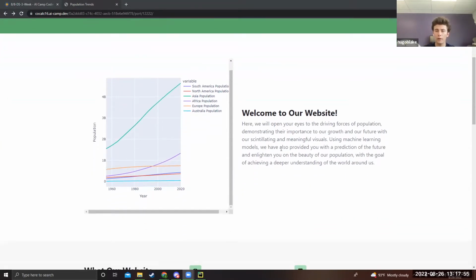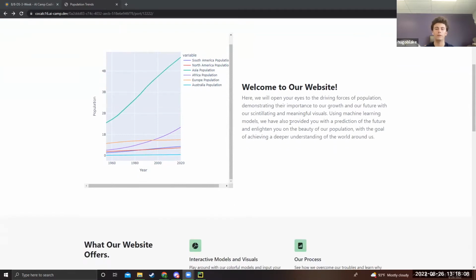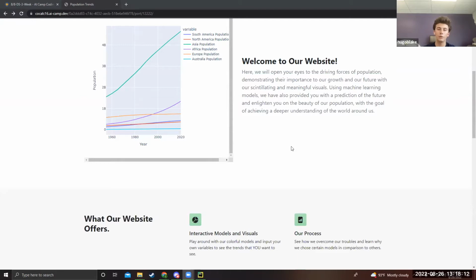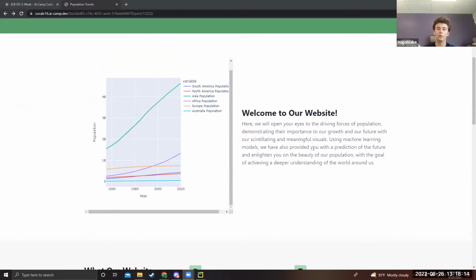We also, using machine learning models, provided predictions of the future of our population and on these specific factors to help people achieve a deeper understanding of how they affect each other and how they affect us in our everyday lives. We provided some examples in the homepage of some of the visuals that we provide.